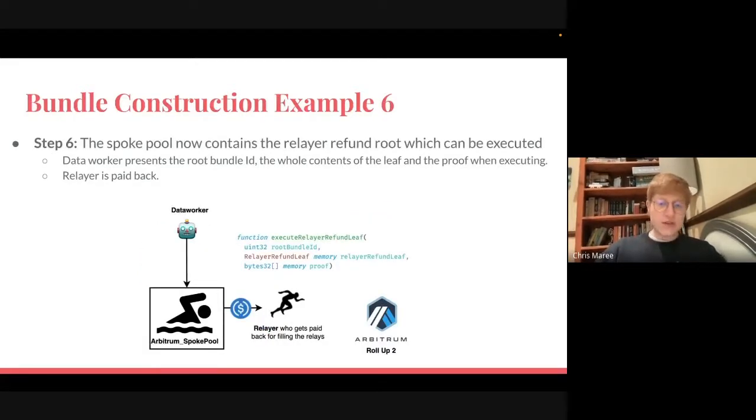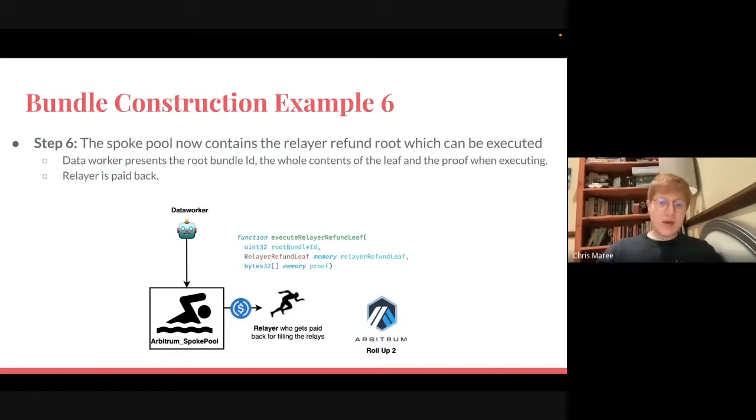Okay, so we glossed over this before. We're going into more detail now. What actually happens, like I mentioned, is that the data worker will provide the entire leaf, right? The relayer refund leaf. And that screenshot that I had of the code, they literally provide every element within that data structure in this call data, okay? As well as the proof, the inclusion proof that we created in step 3 that actually proved that that leaf was part of the broader data structure. So you provide this information to the spoke pool, we execute the relayer refund leaf, and then it actually does the thing. So in this particular example, the thing is to repay the relayer, right?